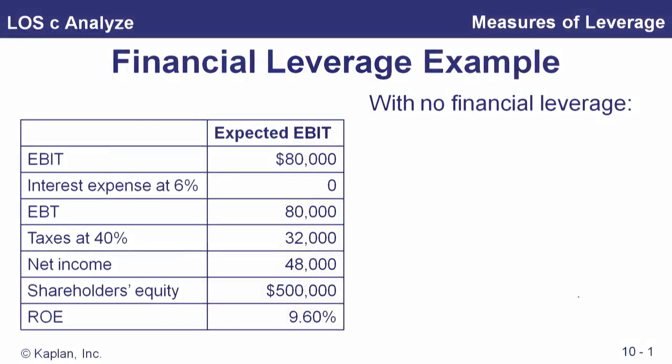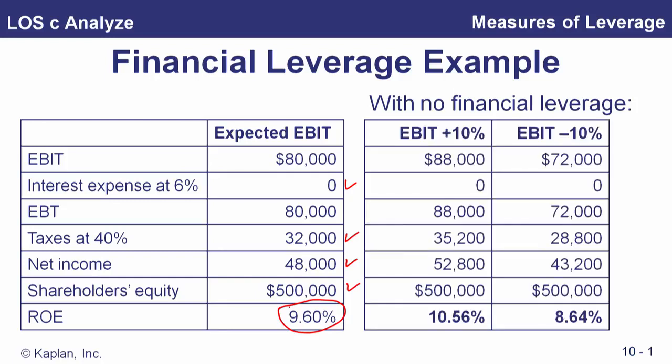Well, let's take a look at our financial leverage through an example. So we start out with no financial leverage. With the numbers given here, no interest expense, we follow these down, 32 in taxes, that gets us to 48 of net income. Here's our shareholders' equity, so here is our return on equity right here. Now let's tweak that a little bit. We're going to take that EBIT up 10% and down 10% and see what that does to our ROE.